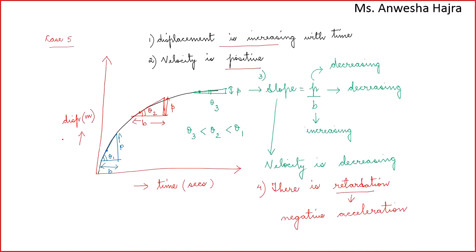Because now velocity is decreasing. So this type of graph tells us velocity is decreasing as the slope is decreasing. As the slope is decreasing, slope is perpendicular by base, the perpendicular decreases, slope decreases, velocity is decreasing, so there is retardation.